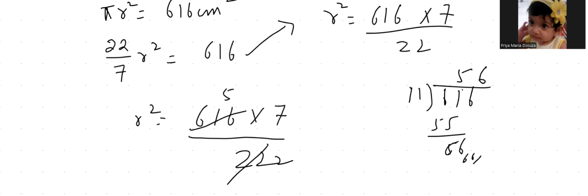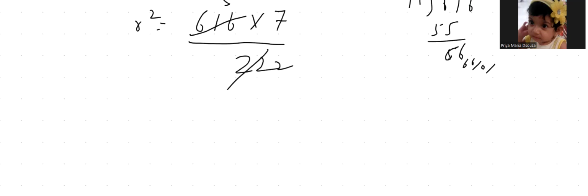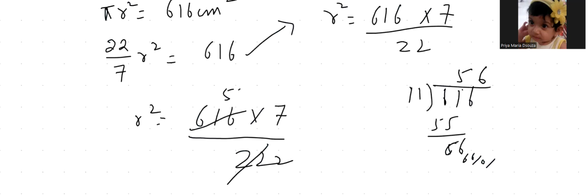Let me just do the calculation. So I get 56 into 7 upon 2. 2 ones are 2, 2 8s are 28. So r square is 28 into 7. I split this 28 as 4 into 7, and the other 7 of course I have here. So this is broken down. I can write it as 2 square into 7 square. So r square is 2 into 7, the whole square. So r is 2 into 7, which is 14 centimeters.